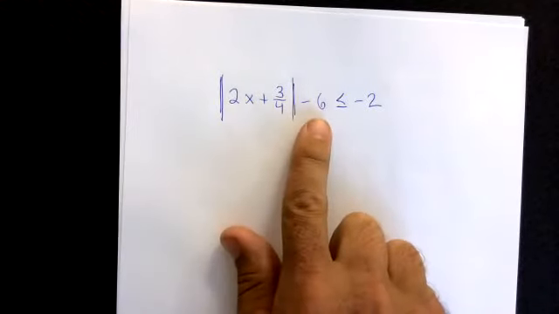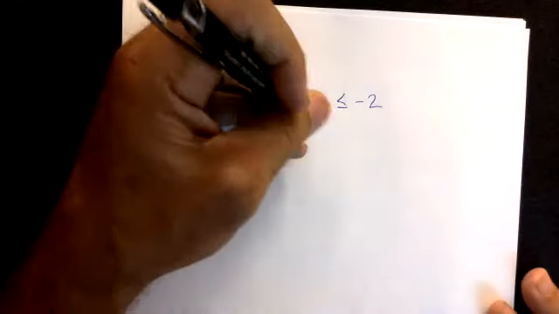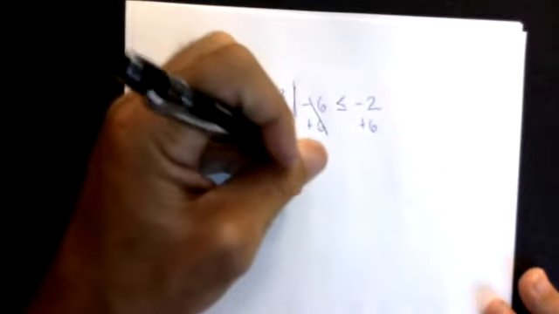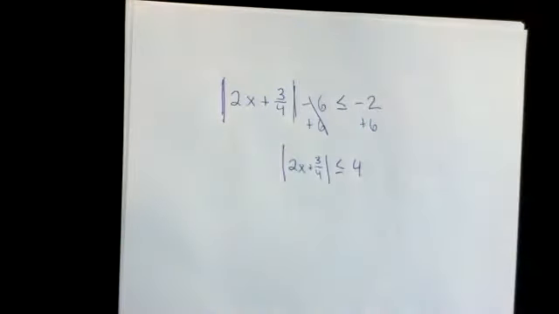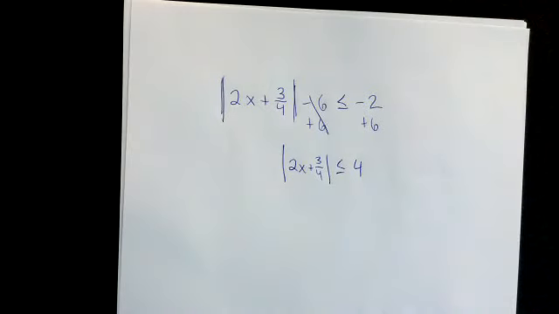Which again, in this case, I need to get rid of this -6. So how do I get rid of a -6? We're going to add 6. That's going to take my negative and make it a positive number. Now this is a solvable problem.